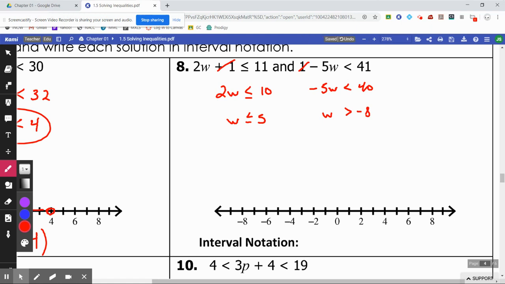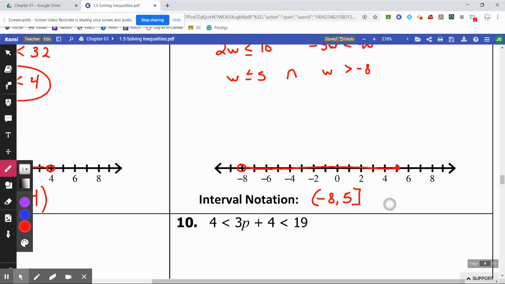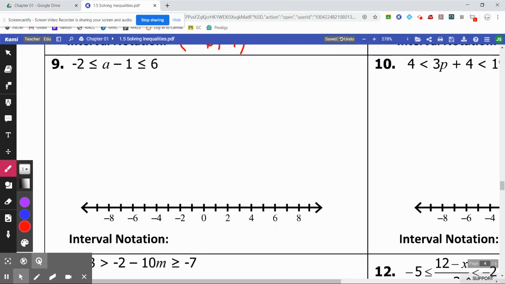So we have an "and" statement. W must be less than or equal to 5, so any of these values, but it also must be greater than -8. So if it's bigger than -8, smaller than 5, that means it's between -8 and 5. So it's those values right there. Let me erase my arrows now. So that would be all values from -8 up to 5, not including -8, but including 5 because of the "or equal to." Okay, number 9.